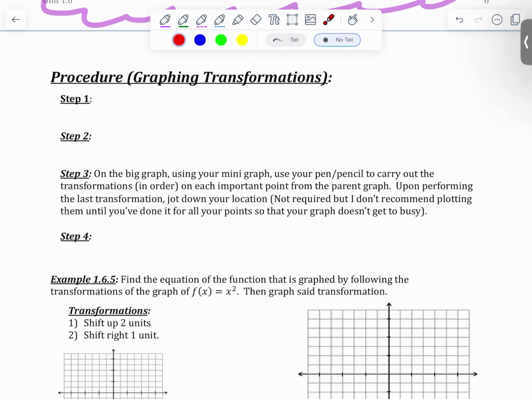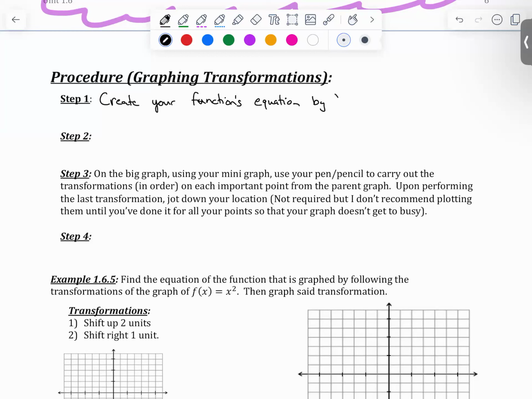So now, what if we're going to try and graph a transformation that has more than just one thing? So, step one is to create your function's equation by following each transformation. Sometimes problems will tell you the transformations they want you to do. Other times they'll give you the equation, and we'll get to those ones.